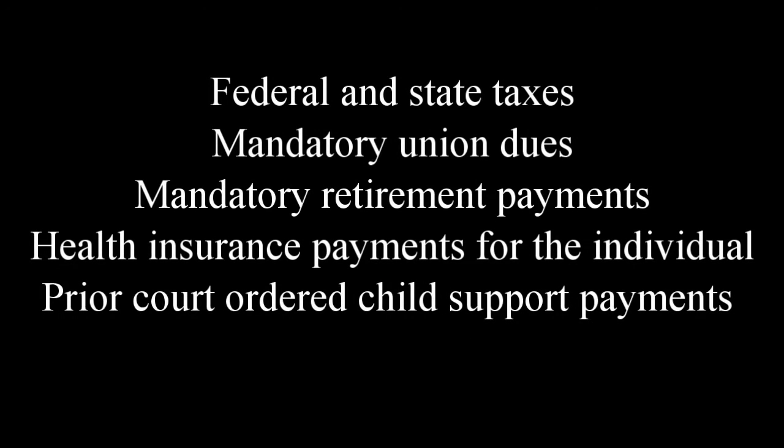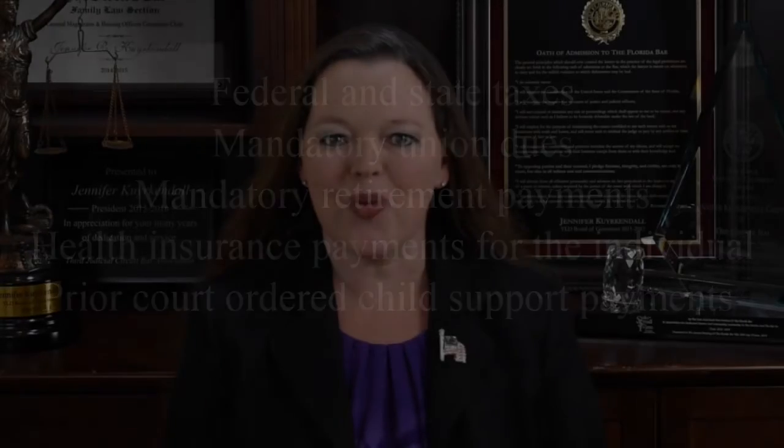Now, there are certain things that are deducted from income, and deductions make logical sense because they are generally things that are beyond the person's control, such as federal and state taxes, mandatory union dues, mandatory retirement payments, health insurance payments for the individual, and prior court-ordered child support payments, but only if the child support obligation is actually being paid.